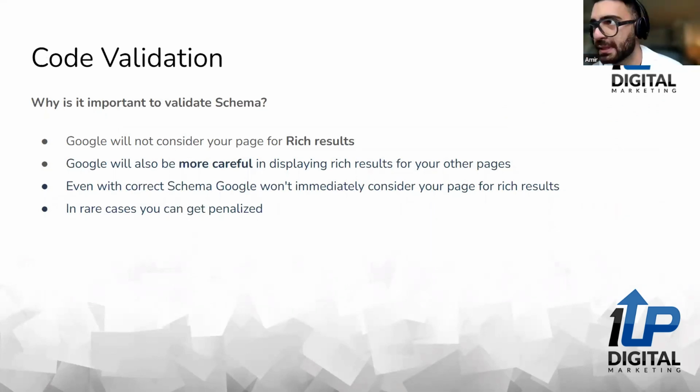So one part of implementing schemas is to validate our schemas. It's very important that we check to see if our code for schema has any errors. The reason it's important is that if we have any errors, Google will not consider your web page for rich results. In the future, Google will also be more careful displaying you in rich results for your other web pages. Even if you implement the correct schema, Google won't immediately consider you again for rich results. And in some cases, you can get penalized for using the wrong type of schema.